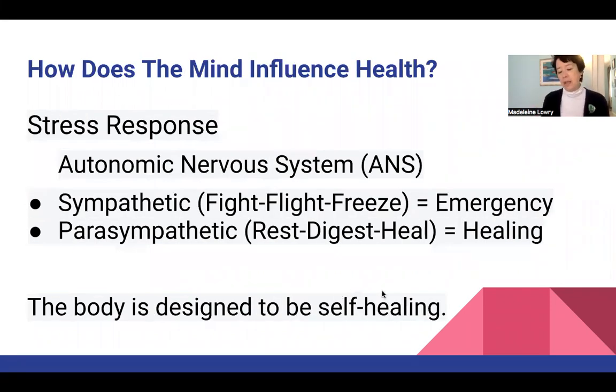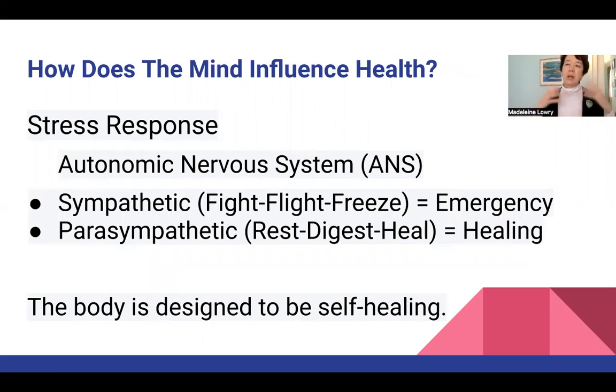So the first thing that I want people to understand, when we talk about the mind and its influence on health, is the role of the stress response. It is essential that we understand the autonomic nervous system and how we are wired, evolutionarily speaking, so that at any point in time, our body is running in one of two modes, the sympathetic mode of the autonomic nervous system or the parasympathetic mode.